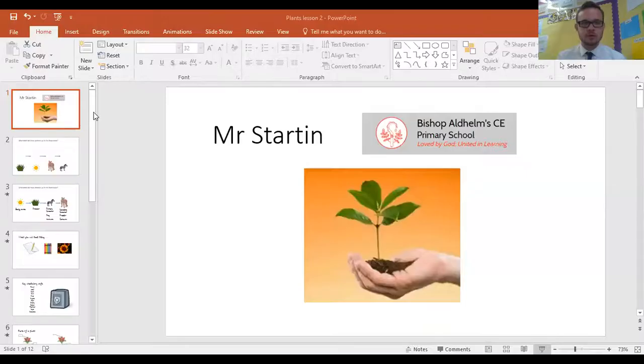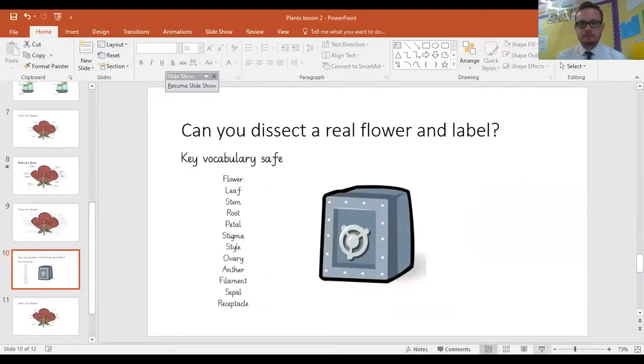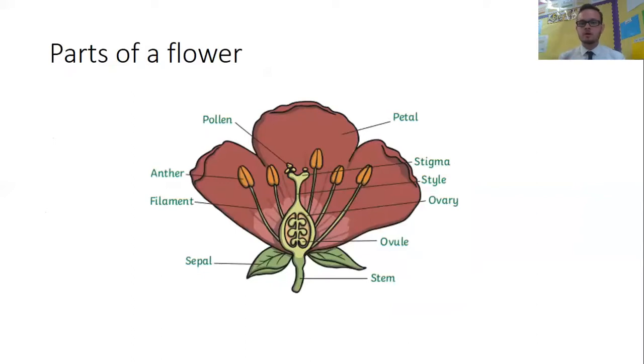So I'm just going to share the screen again. There we go. Ooh, we don't want to go back to the start. Okay, so hopefully you got those words in, and we know a bit more about what our key vocabulary is now. So just to remind you, here again is the picture of the flower. Have a look at that. If you haven't already labeled those pieces on the flower, do it now.